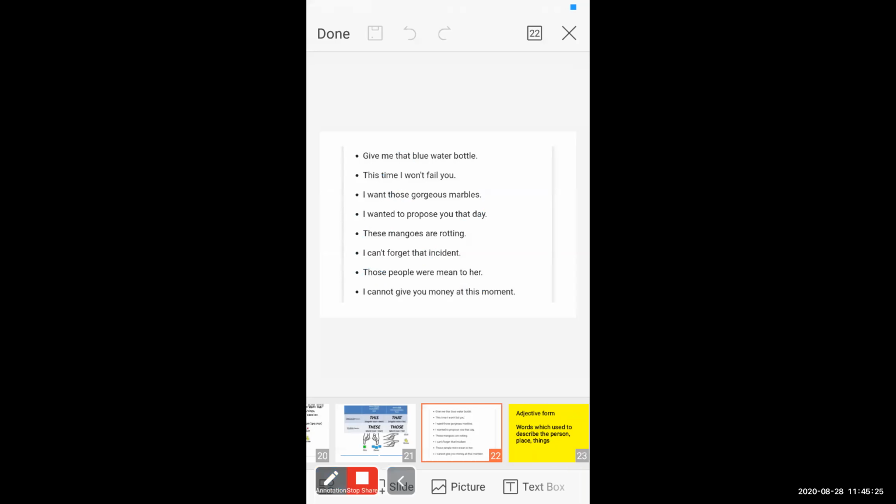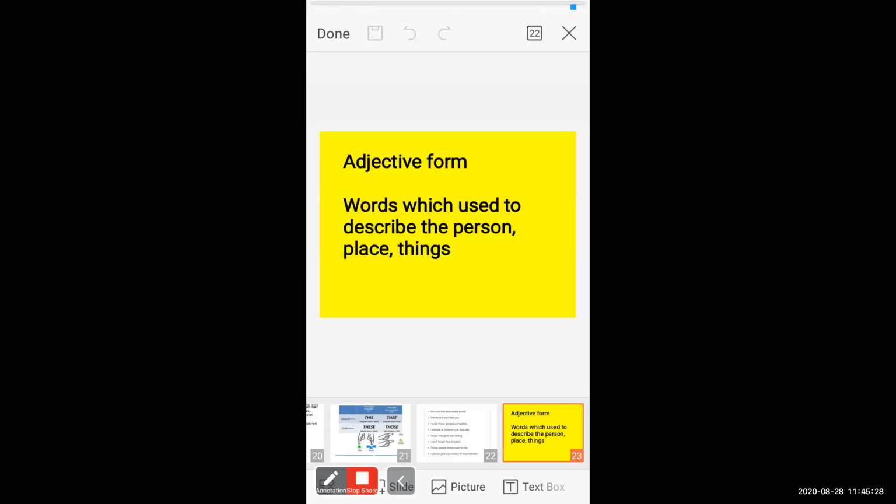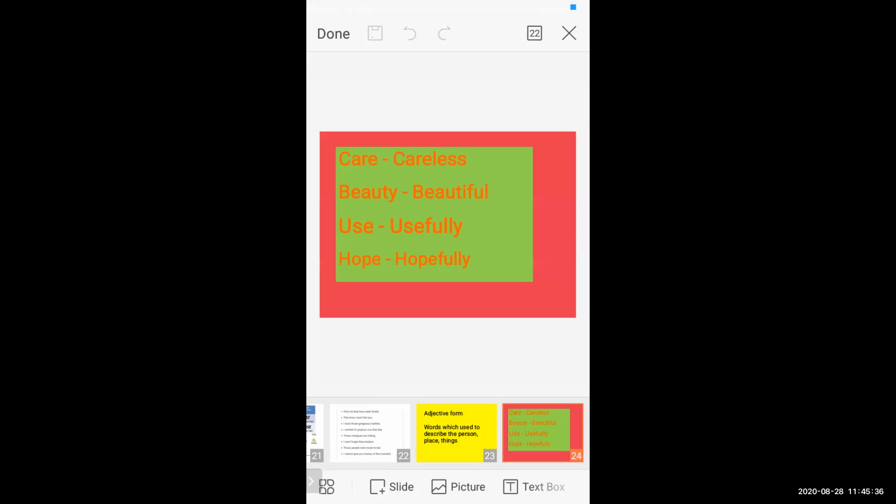Now you can see, students, this is the adjective form. Adjective form means what? The words which we use to describe the person, place and things. According to the reference of the sentence, there are some kinds of words which we have to use. For example, care, careless; beauty, beautiful; use, useful; hope, hopeful. Here you can use such other kinds of words also. Care, careful, right? Use, useless; hope, hopeless. So according to the sentence, we have to use such adjective form words also.